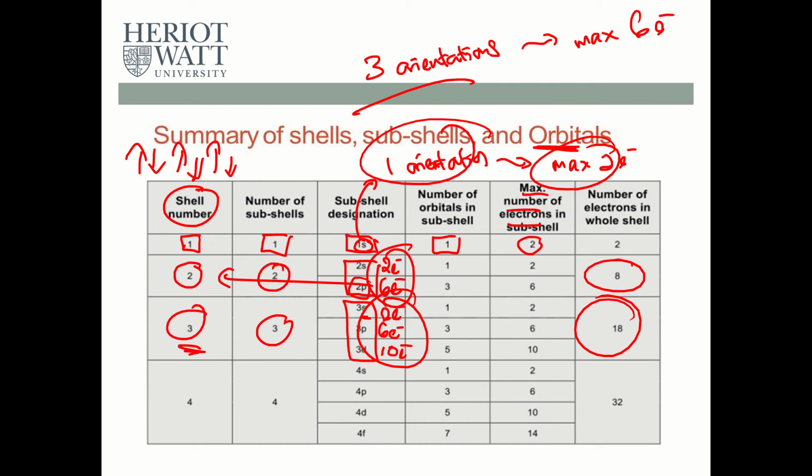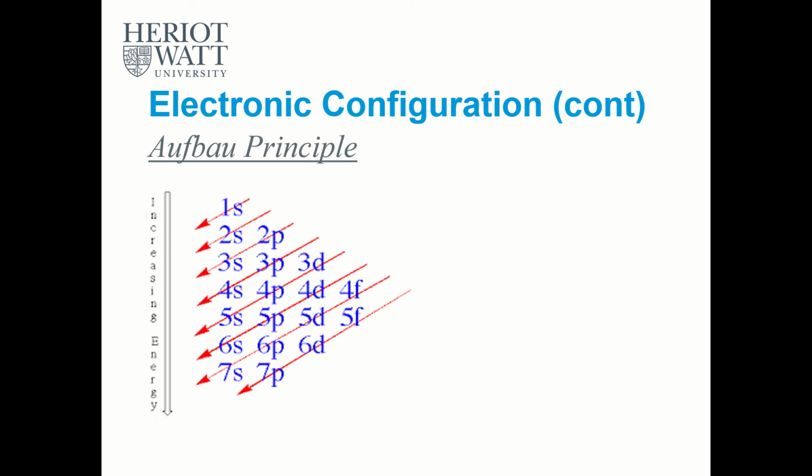So there are some specific rules that we have to follow in order to arrange the electrons in different shells and different subshells or orbitals. All right. Now that's the first rule, the Aufbau principle. What is that Aufbau principle?